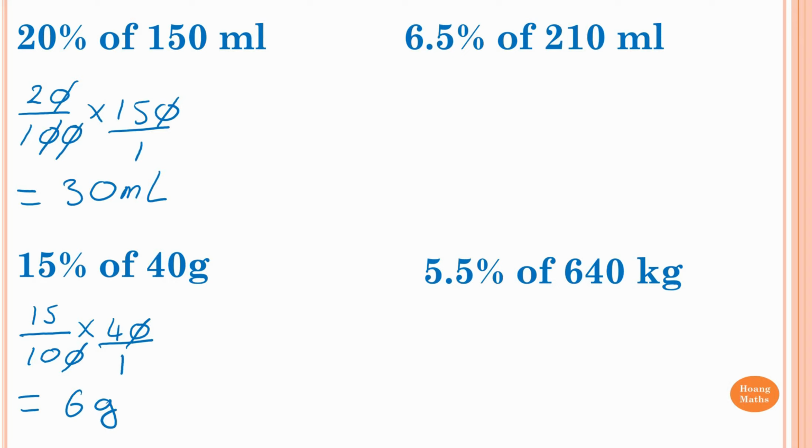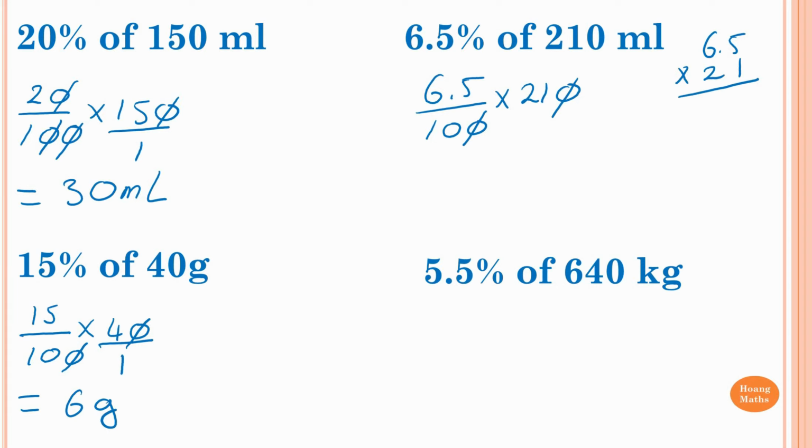6.5% of 210 milliliters. So 6.5% means 6.5 per 100 of 210. So this 0, I can cancel that out. So what's left is 6.5 times 21. Then we divide by 10. So 6.5 times 21, I just write it down first. Remember, 6.5 times 21, just treat that as 65 times 21.